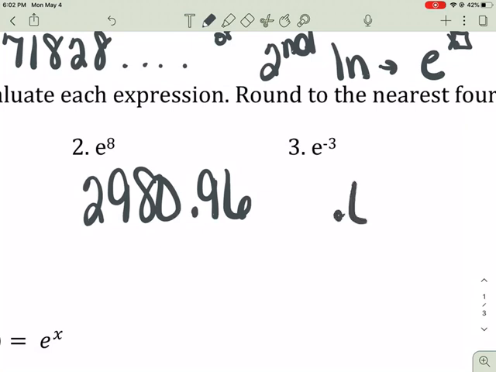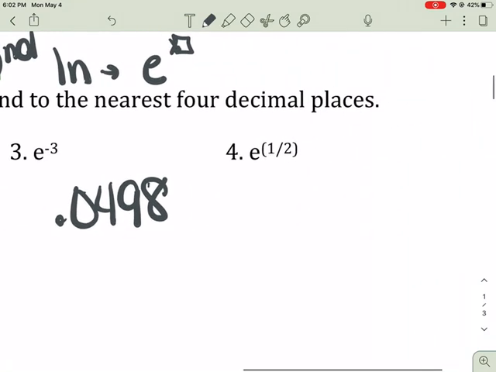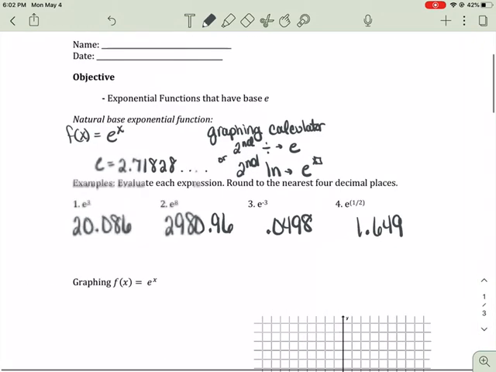All right, so now I'm going to use my graphing calculator. So second e, -3. I'm going to get 0.0498, rounded to 4 decimal places. And then e to the 1/2. I'm going to get 1.649. All right, so make sure that you practice using whatever calculator you have.